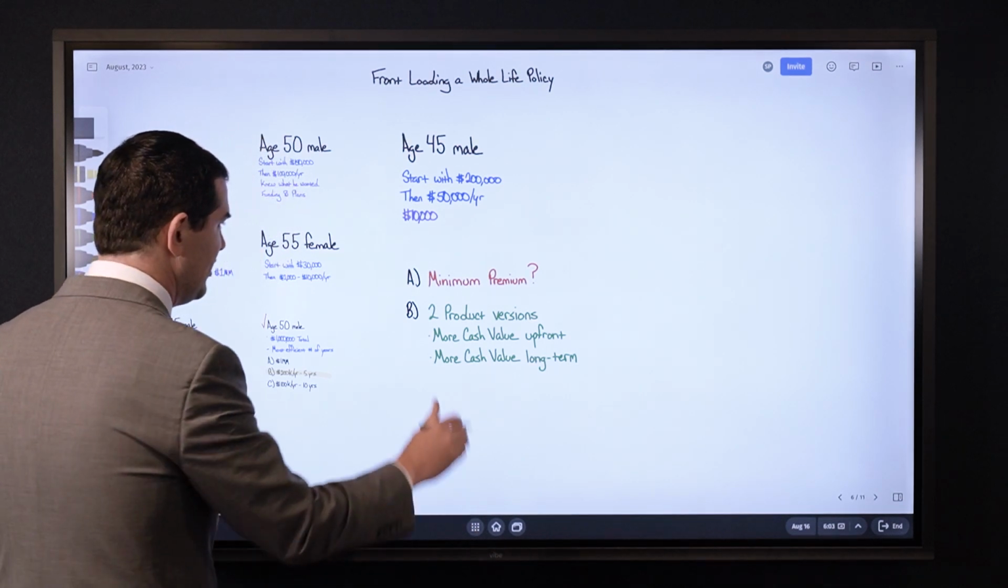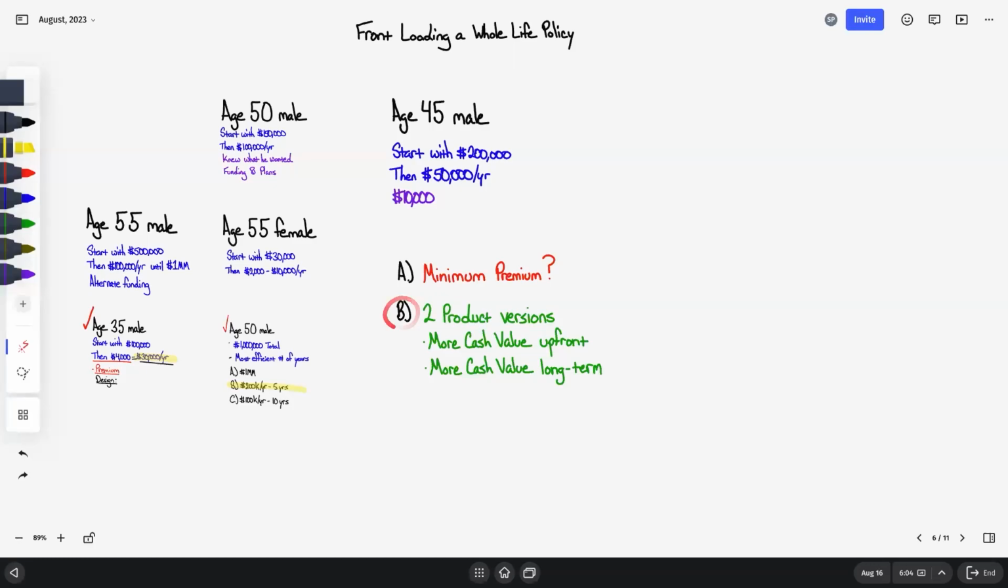We're going to look at an illustration in a minute. What we'll also look at is two product versions. So we're going to look at the same product, but two different versions. One will give us more cash value up front, and the other will give us more long term. This is one of my favorite things to do, presenting one product, but with the two different versions.